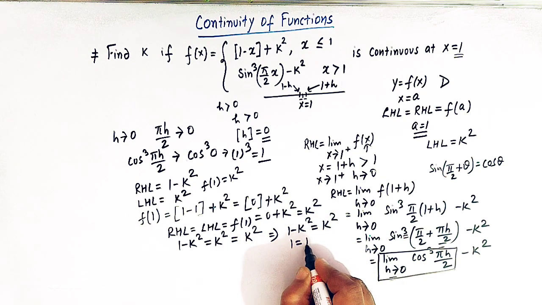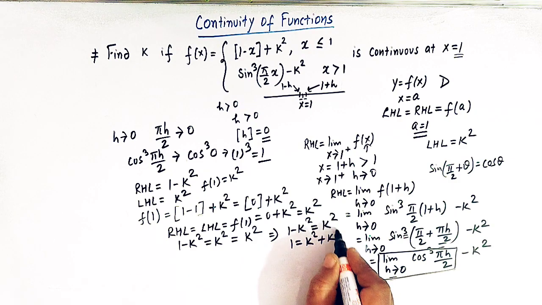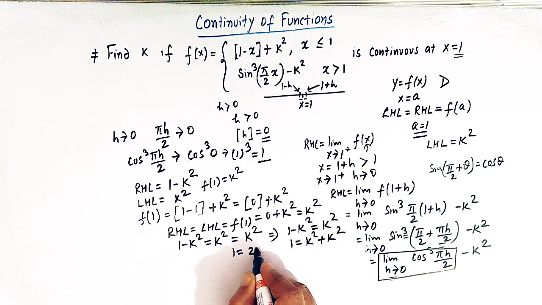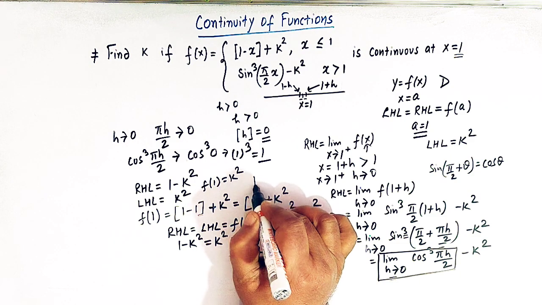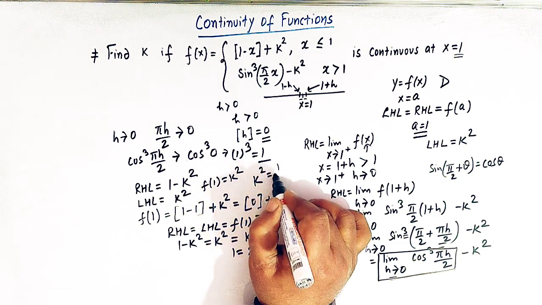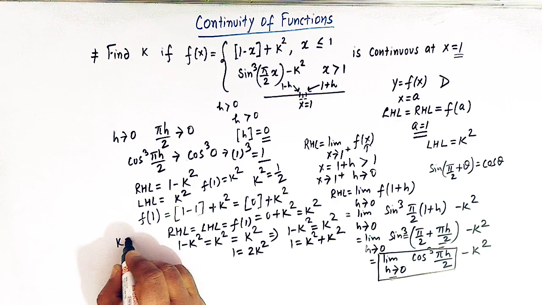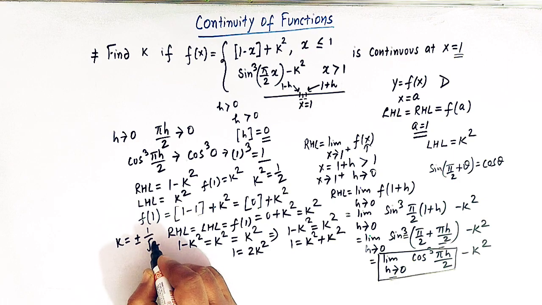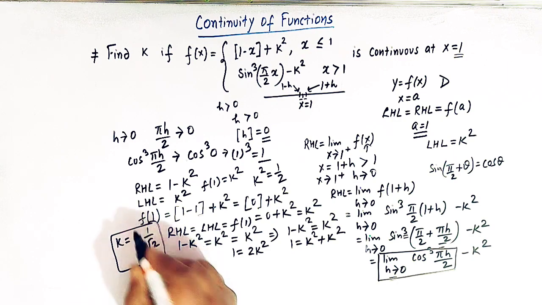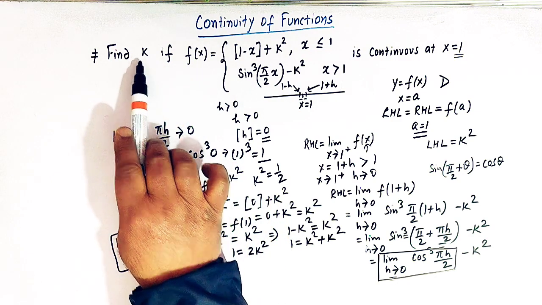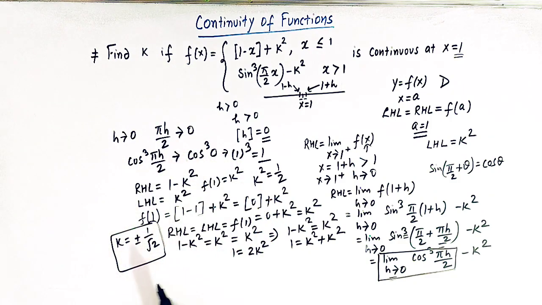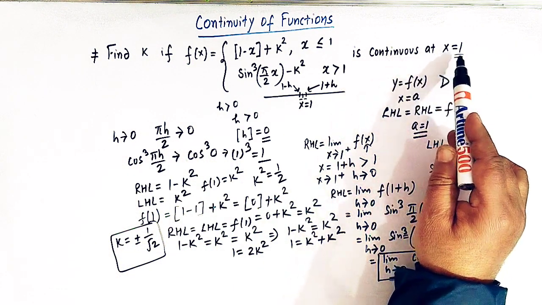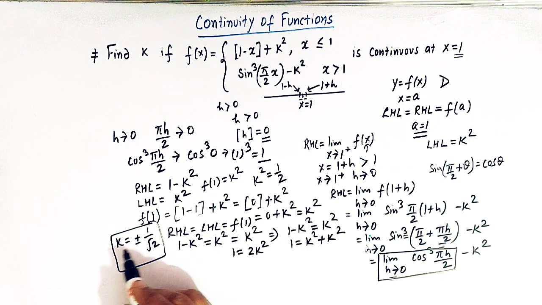So 1 is equal to k square plus k square. So 1 is equal to 2k square. So k square is equal to 1 over 2. So k can be written as plus minus 1 over square root of 2, right? So viewers, the value of k for which this function f of x is continuous at x is equal to 1 is given by plus minus 1 over square root of 2, right?